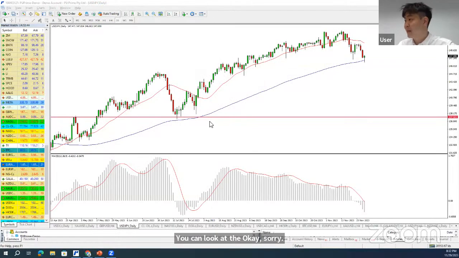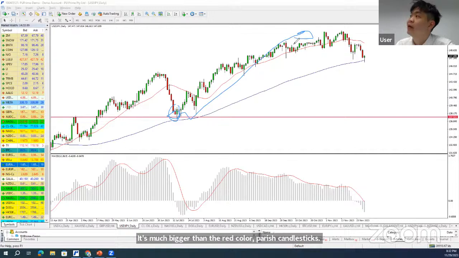You can see the candlestick pattern around here, right? Are actually showing a bullish engulfing candlestick. The buying candlestick, which is the green color, is much bigger than the red color bearish candlestick. So once it forms, right, it goes up aggressively. So this is a proof on it.